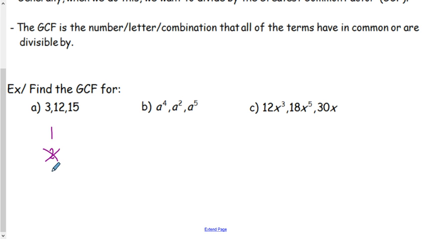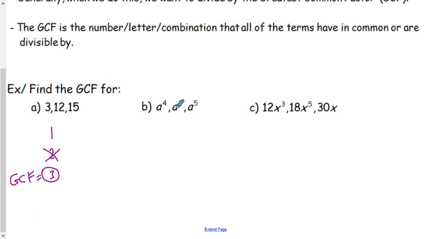How about 3? Is 3 a factor? Yeah, it sure is. 3 is divisible by itself, by 3. 12 is divisible evenly by 3. And 15 is divisible evenly by 3. Now, could there be a bigger factor than 3? No, because one of my numbers is 3. So that's as great as I can have. So 3 is my greatest common factor. So I'll say my greatest common factor equals 3. 3 is the biggest thing that all 3 of those terms are evenly divisible by.